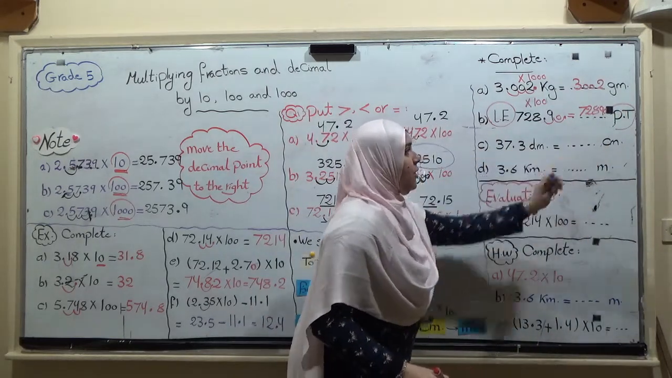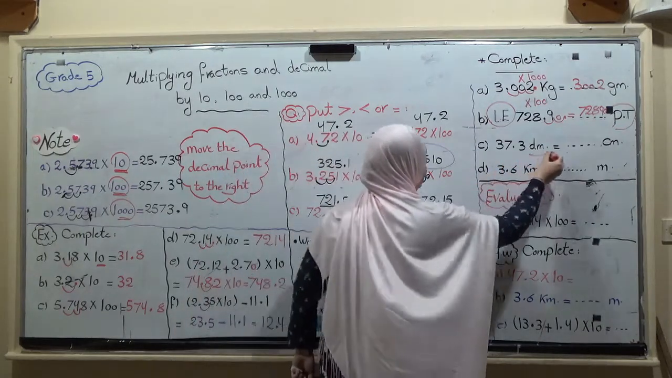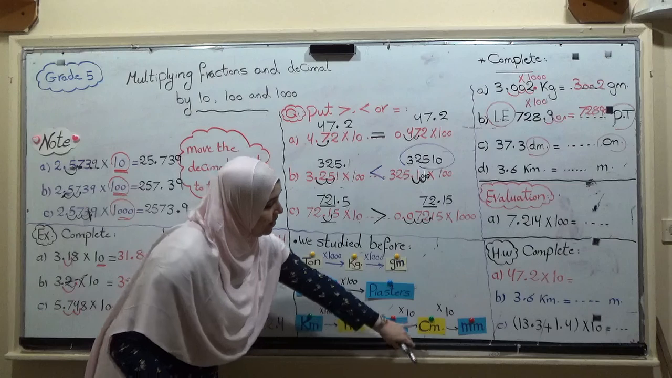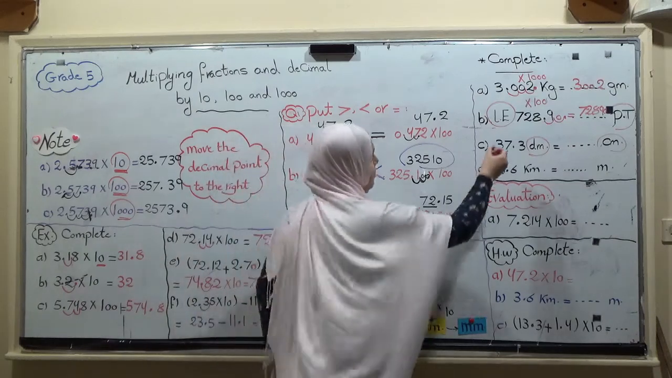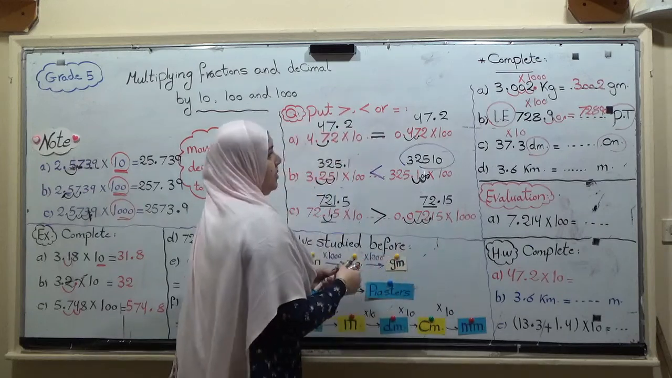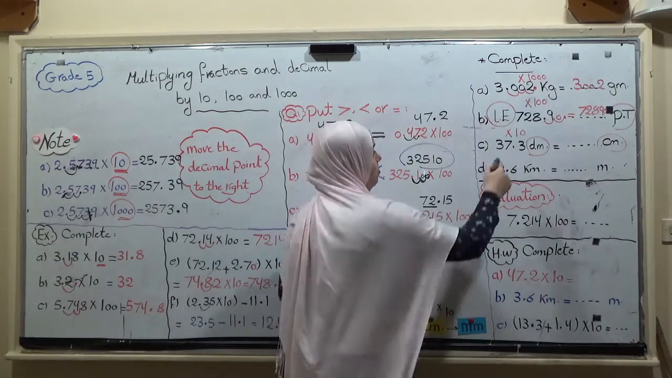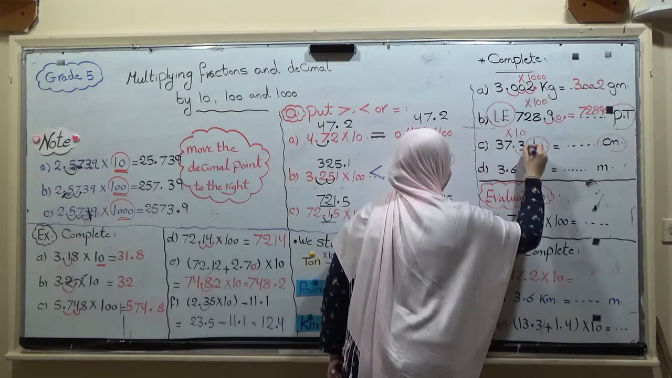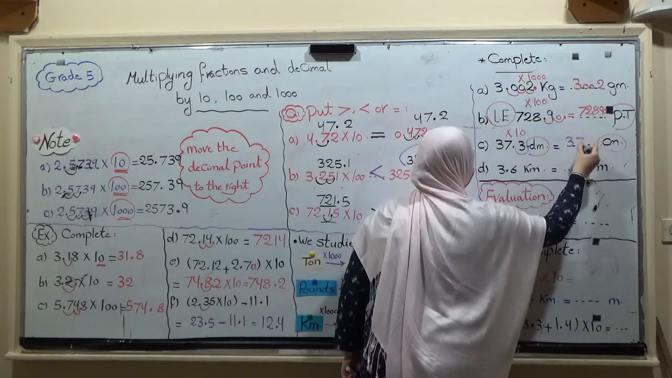37.3 decimeter to centimeter. From decimeter to centimeter, what can I do? Look at the board. From decimeter to centimeter, multiply 10. When I have the decimal number multiplied by 10, move the decimal point to the right 1 digit. 373.